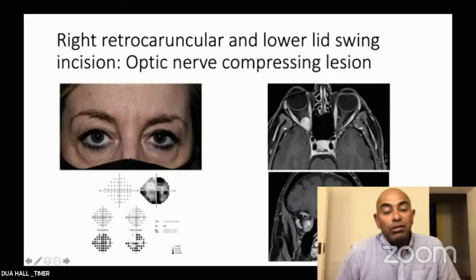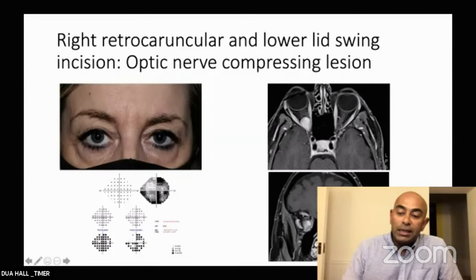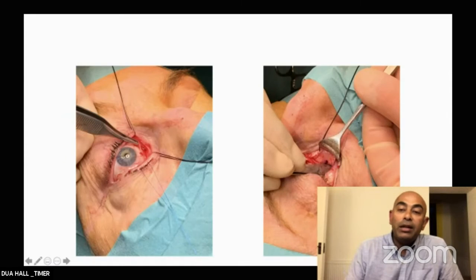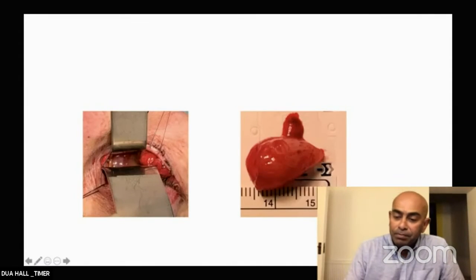This is an example of an inferomedially located tumor, which is compressing the optic nerve at the orbital apex. I've done a retrocaruncular incision, but extended it into the lower lid swing area, and it gives me good exposure to be able to remove the tumor completely.